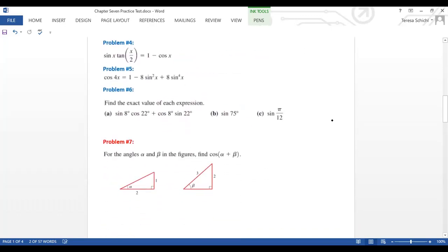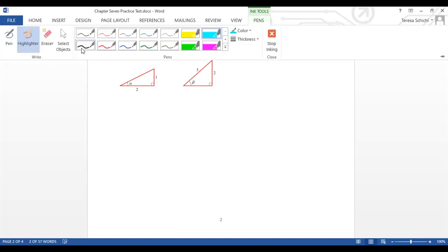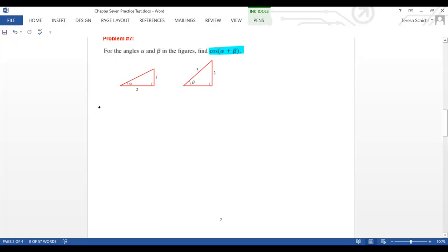Okay, now the next problem I want to do is problem number 7 here. In here, they said I want to find the angle. The angles are alpha and beta. I'm looking for the cosine of alpha plus beta. So the first thing here, you will say the cosine of alpha plus beta. This is the summation formula. So it's cosine alpha cosine beta minus sine alpha sine beta, right?